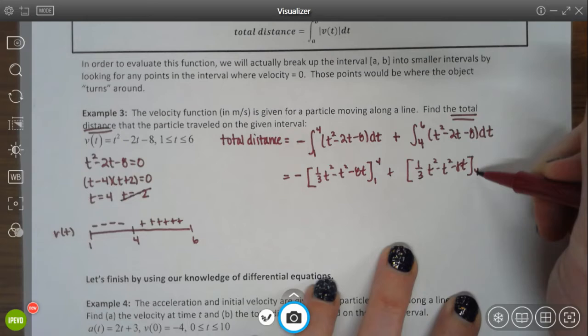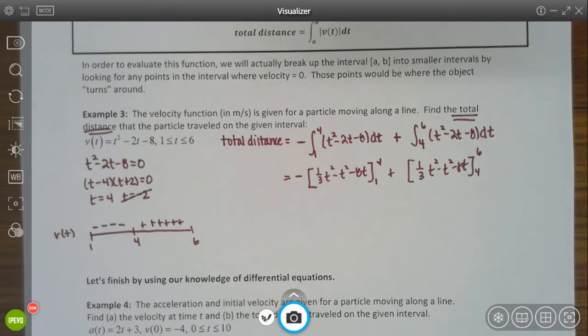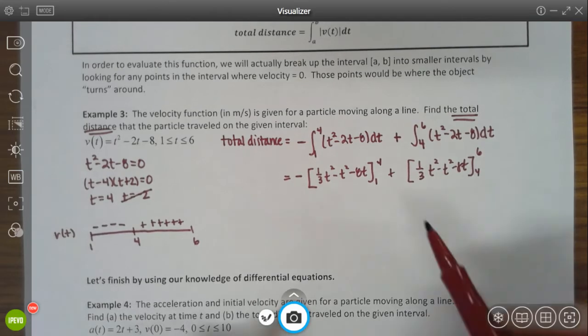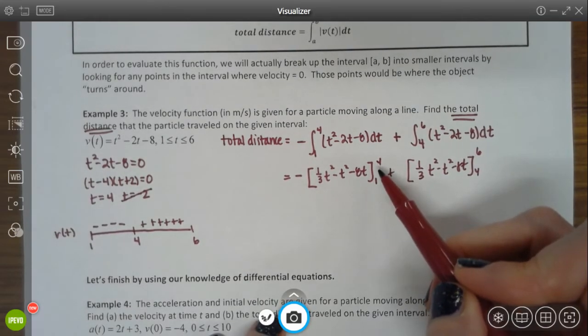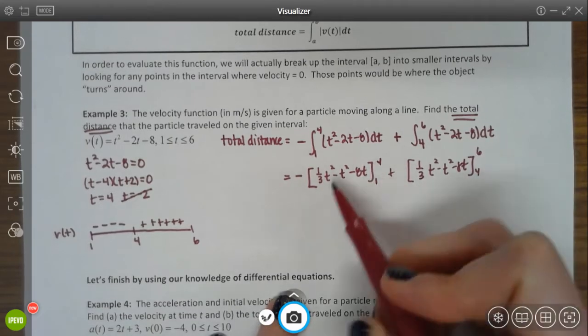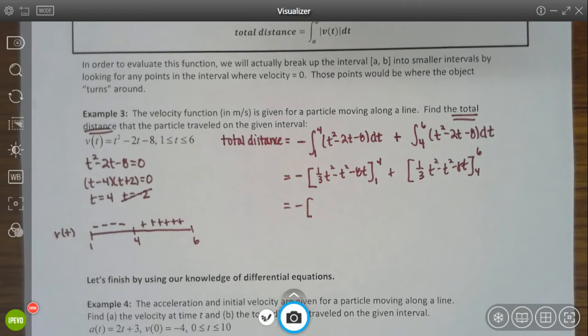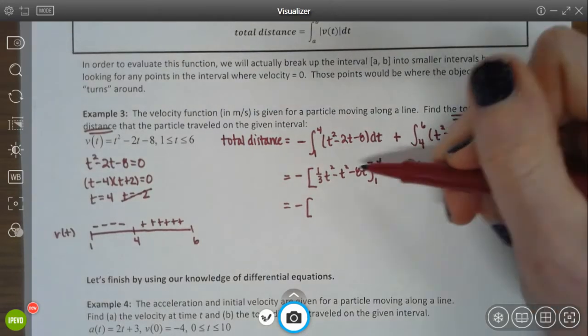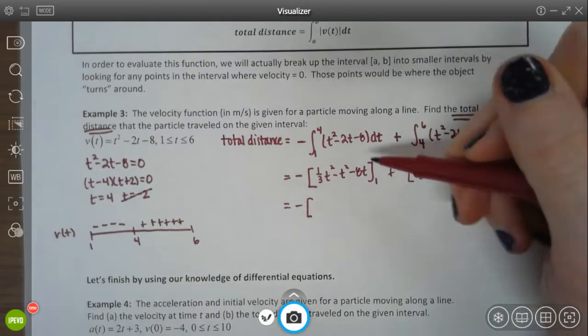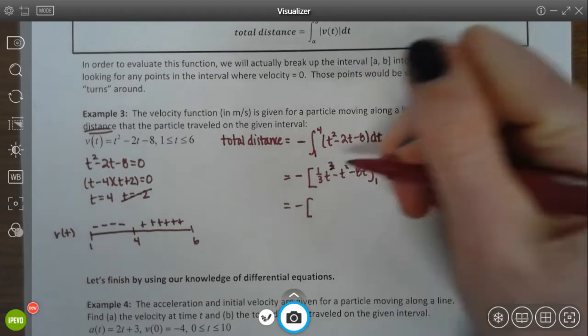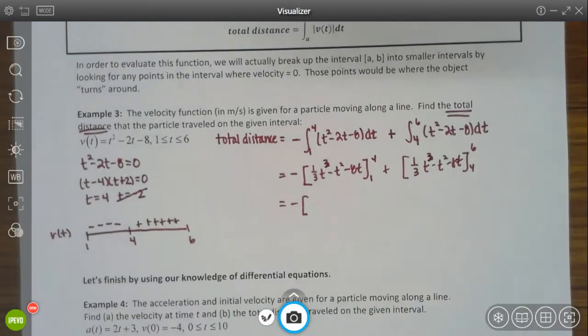Again, the rest of this now is calculator work. I'm going to go ahead into my calculator. I'm going to replace all my t's with 4 and get the value. Keep that negative there. So I'm going to put negative, and when I went through and replaced all of these t's with 4, and this should say t cubed, and that should say t cubed. There we go.